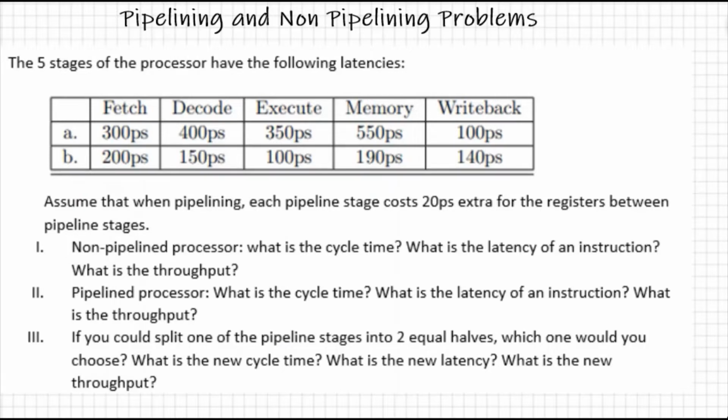The third one is, if you could split one of the pipeline stages into two equal halves, which one would you choose? What is the new cycle time, what is the new latency, and we need to choose which stage you want to break into two halves. Okay, so let's start doing this question.